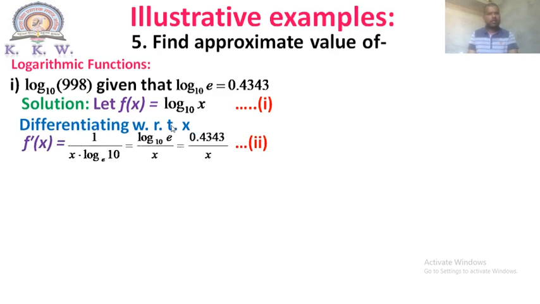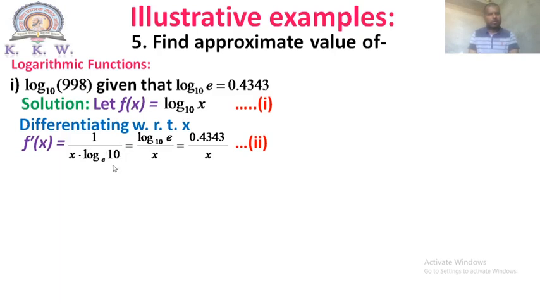Now differentiate it with respect to x, and you will get f dash of x as 1 upon x into log of 10 to the base e, because it is not the natural logarithm but the logarithm to the base 10. So while differentiating log x to the base 10, you have to change the base: log x upon log 10 to the base e. The derivative of log x is 1 by x, and 1 upon log 10 to the base e is a constant, therefore we keep it as it is.